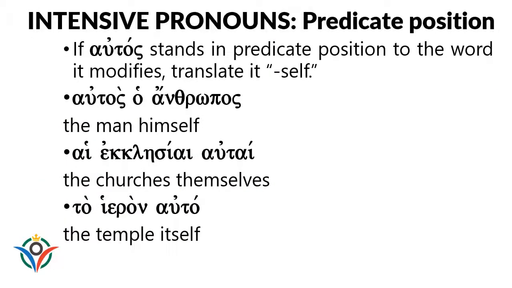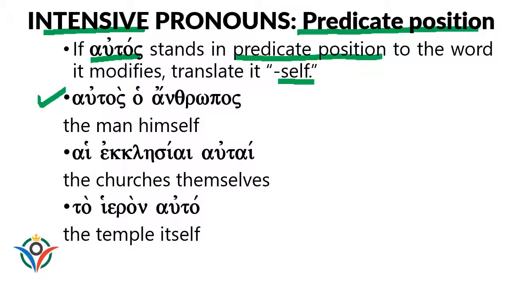Right, so firstly, the intensive pronoun, all right, it stands in the predicate position. So let's remind ourselves here. If autos, all right, remember we are just looking at the various forms of autos, the third person personal pronouns, if it stands in the predicate position to the word it modifies, translate it as self. So look at these three examples. The first one is autos ha anthropos. So where's the article? It comes before the noun. So this is the predicate position. So we translate this as the man, all right, himself.